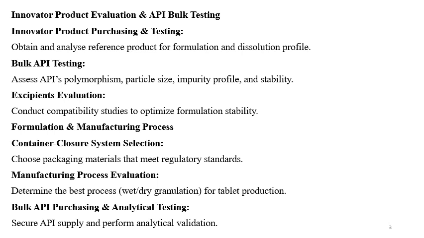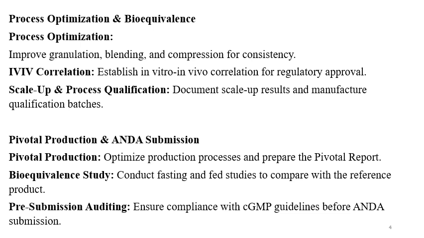Then manufacturing process evaluation. You can go for different processes considering the tablet formulation or capsule formulation. Use the best process considering your API compatibility, API stability, and API degradation properties. You can go for direct compression, dry granulation, or wet granulation. Then API bulk purchasing and analytical testing. So source API supply and perform the analytical validation. You need to have the raw material testing procedures as well as the finished product testing procedures.